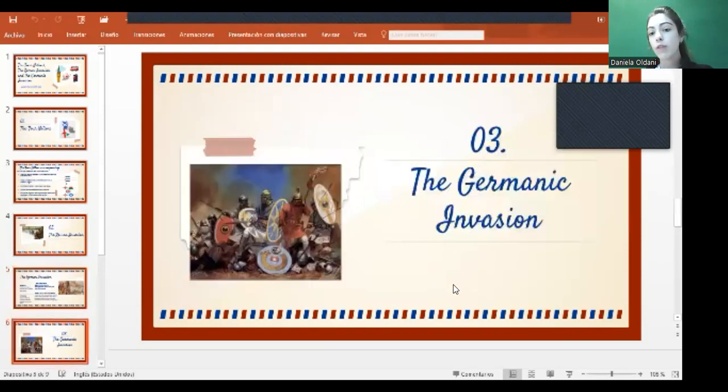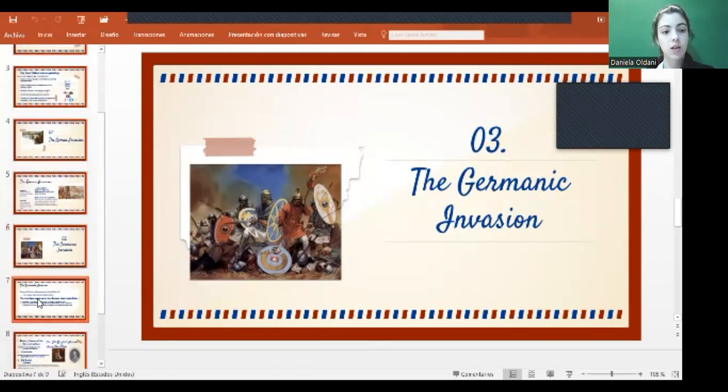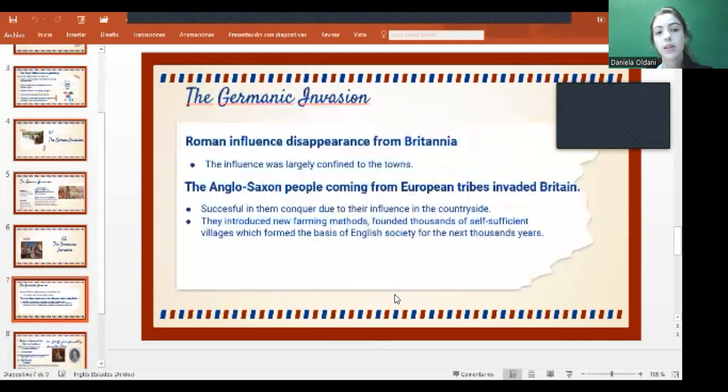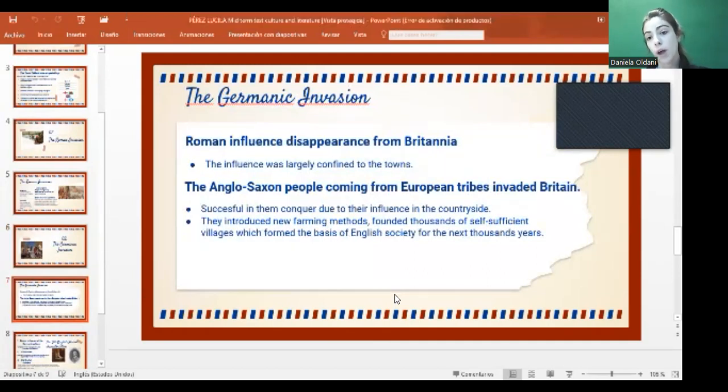Then we go to the final topic I have chosen, which is the Germanic invasion. We see that the Roman influence disappearance from Britannia was largely confined to the towns. In the 5th century, the Anglo-Saxon people coming from the European tribes invaded Britain, and they were successful in their conquest due to their influence in the countryside.